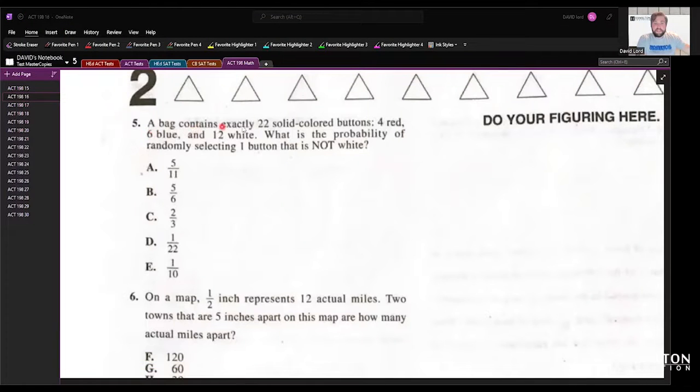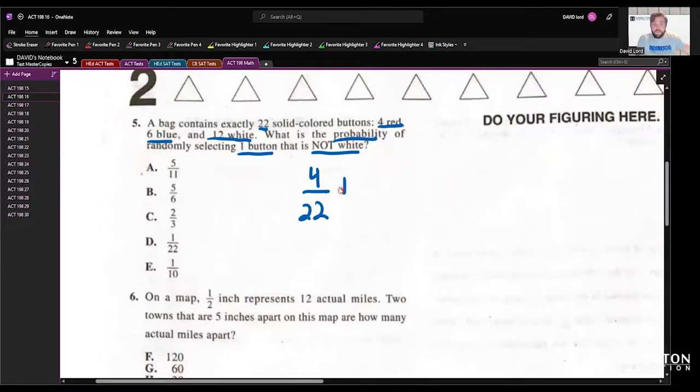Question 5. A bag contains exactly 22 solid colored buttons, 4 that are red, 6 that are blue, and 12 that are white. What is the probability of randomly selecting one button that is not white? There are 2 approaches for this question. The first approach is counting the colors that are not white. Those would be the red and the blue. So it would be 4 red out of 22 plus 6 blue out of 22 for a grand total of 10 out of 22, which gives us the answer A.